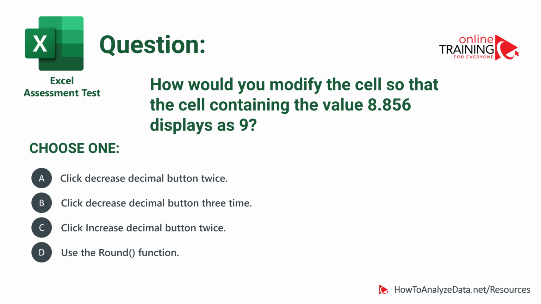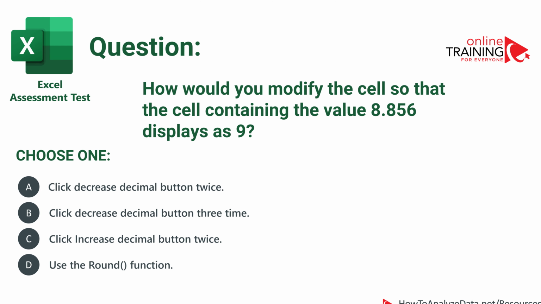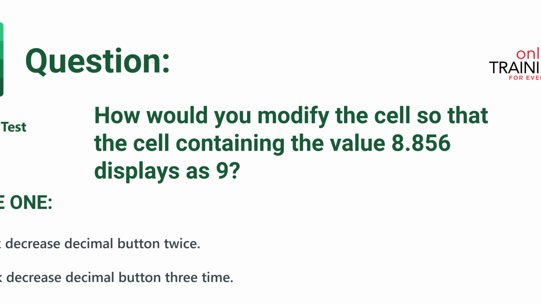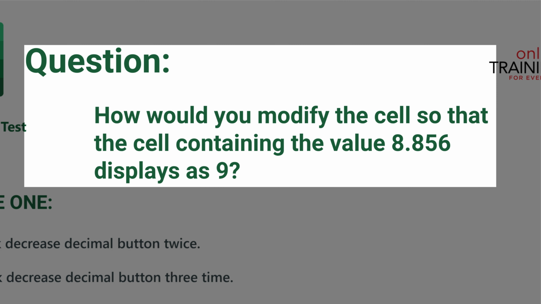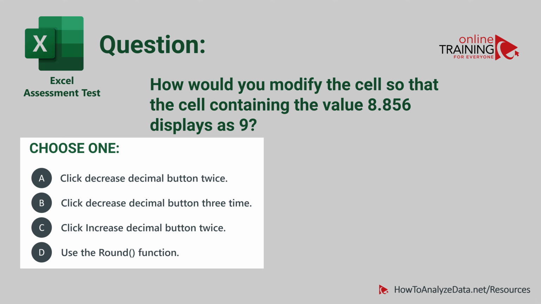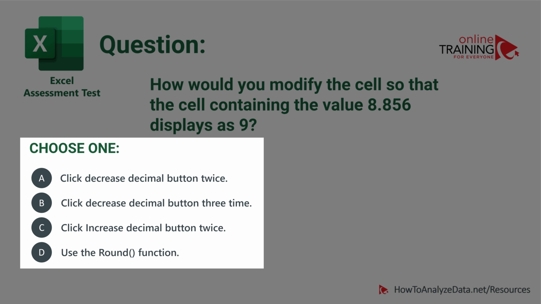Now let's look at the Excel test question that is frequently used at LinkedIn or Indeed.com or other types of tests, and tests your knowledge of number formatting. How would you modify the cell so that the cell containing the value 8.856 displays as 9? And you have 4 choices: click decrease decimal button twice, click decrease decimal button 3 times, click increase decimal button twice, and use the round function. Which one do you think is the right choice?